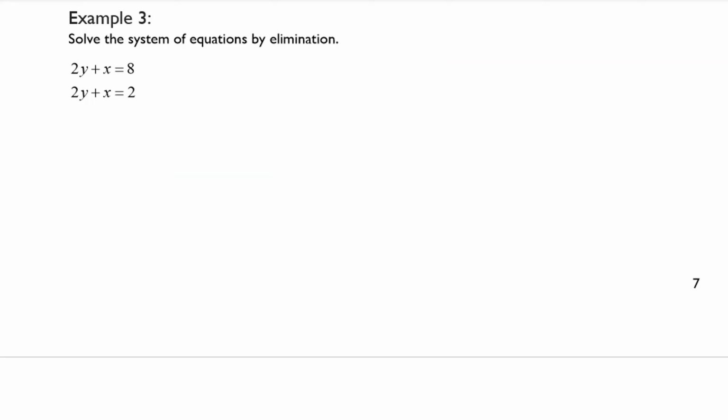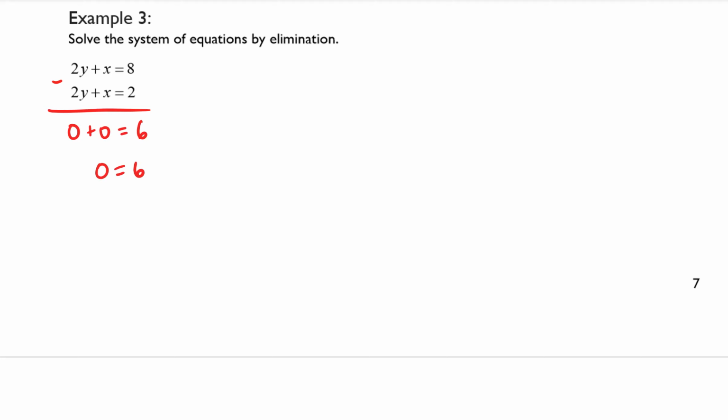Example 3 wants us to solve the system 2y plus x equals 8 and 2y plus x equals 2 by using the elimination method. And luckily, I don't need to do any multiplication. I can just subtract these two equations. So 2y minus 2y is 0, x minus x is also 0, and then 8 minus 2 is 6, and we get 0 equals 6.